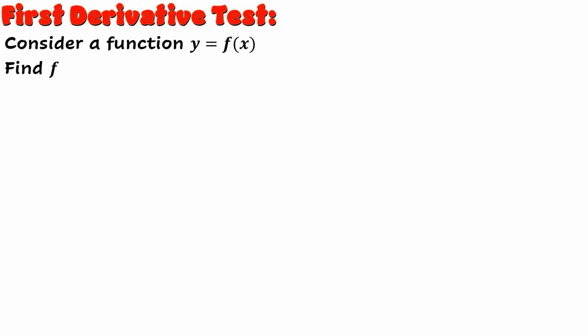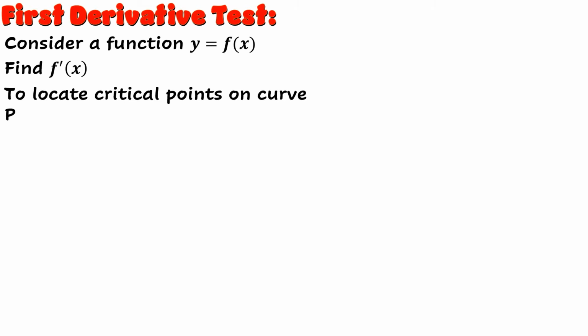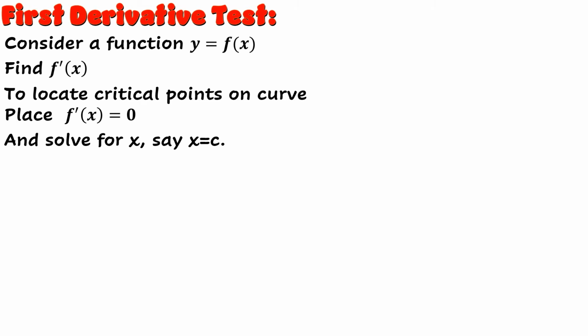The statement of first derivative test is: consider a function of a single variable y is equal to f of x. Find its first derivative f dash x. To locate critical points on the curve, we place f dash x is equal to 0 and solve for x. Say the value of x is c.